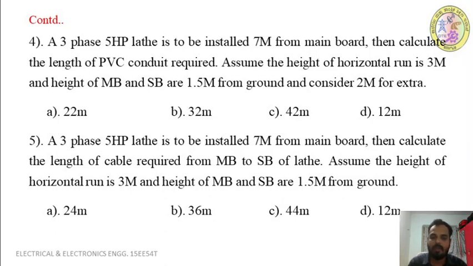So what is the answer you will get? Here the length of the cable is equal to, you know the formula, since the machine is three phase, 3 into vertical distance plus horizontal distance plus extra, right? So that is 3 into, what is the vertical rise? 1.5 plus 1.5, plus horizontal run is 7, plus extra 2 we are assuming, so that is 12 meter into 3, so 12 into 3 becomes 36 meter. The answer is B, 36 meter.